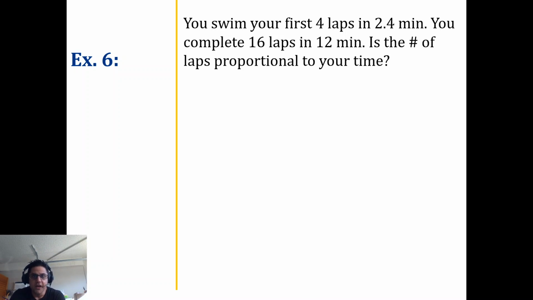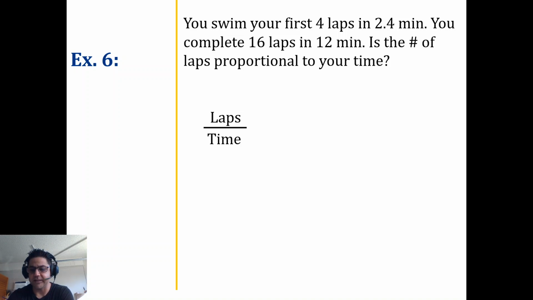All right, here we go. Word problem. You swim your first laps in 2.4 minutes. You complete 16 laps in 12 minutes. Is the number of laps proportional to your time? Meaning, did you slow down at all? Because again, you want to try and keep it steady. Don't want to go really fast and then really slow. Nice and steady.